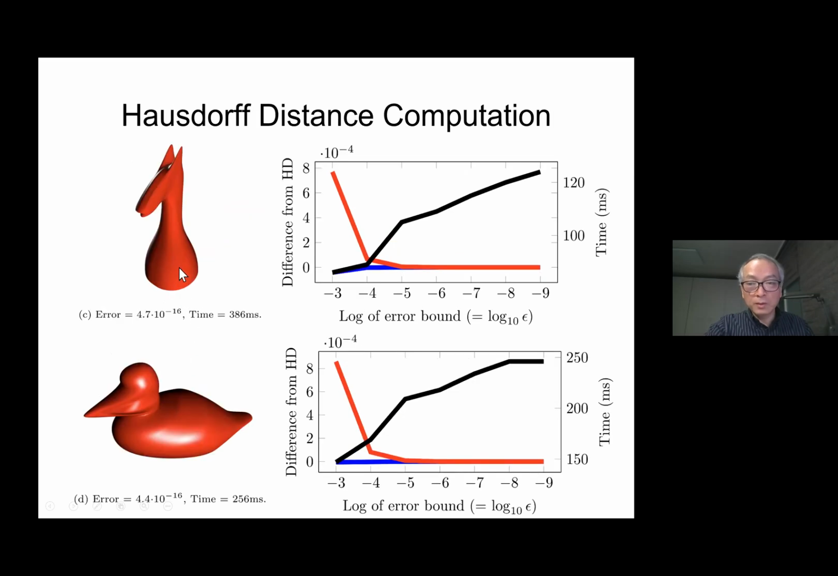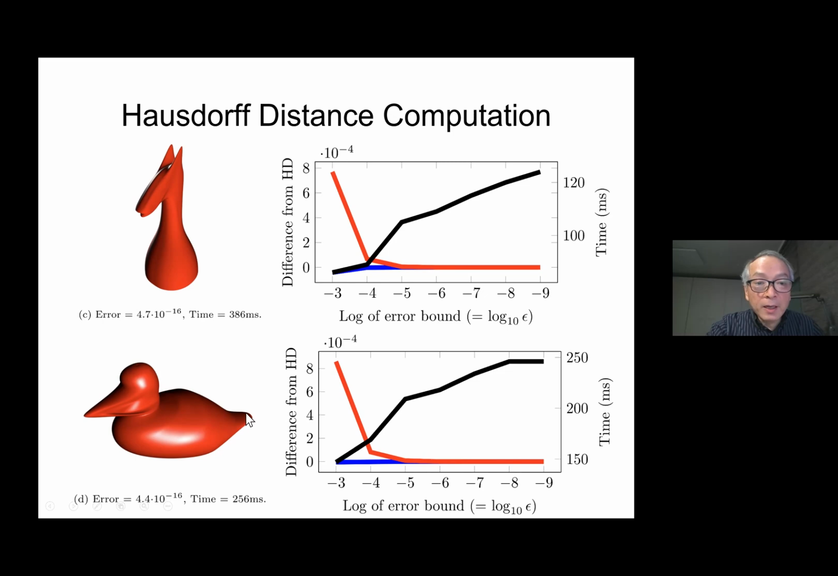This is a horse model, and this is more time consuming because the model is more complicated. And this is Gershon's dog model. There are many polar points here and there, and it is much more complicated, so we have to spend much more computing time. But switching from here to higher accuracy, we need only six milliseconds more, and the approximation error is almost machine precision.